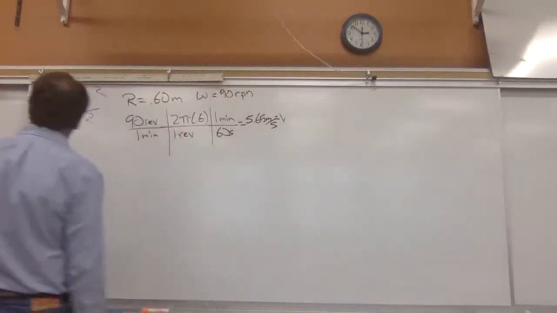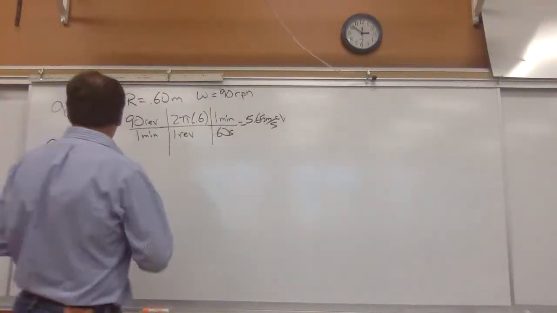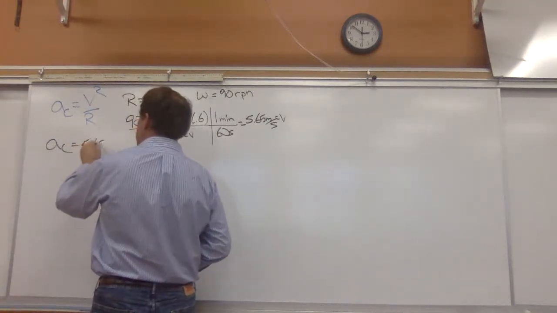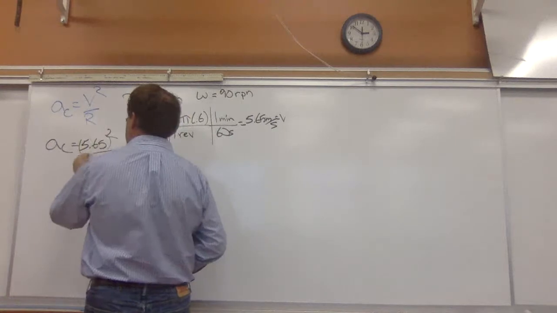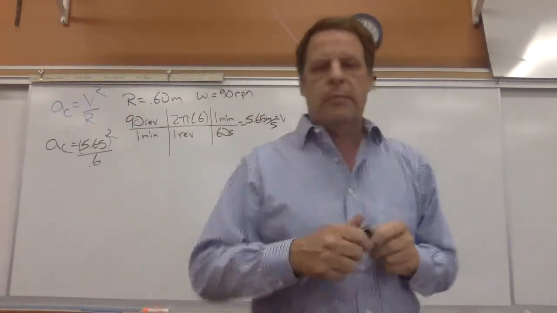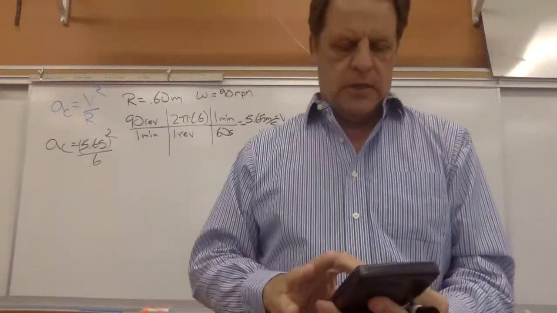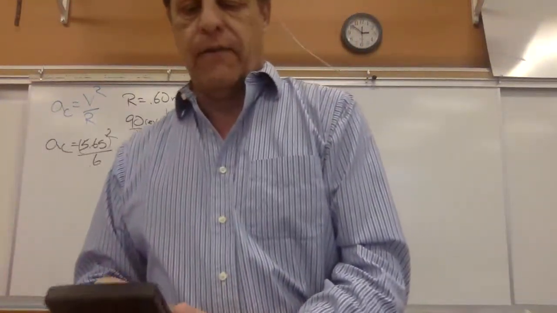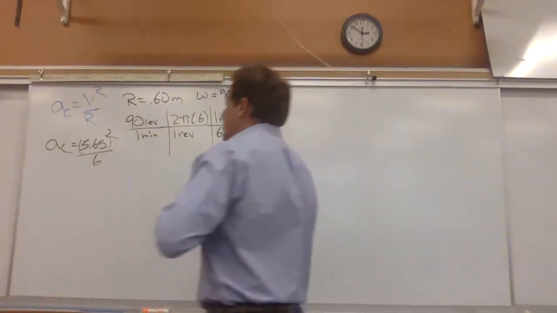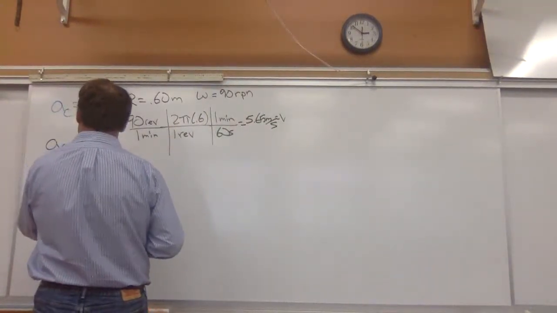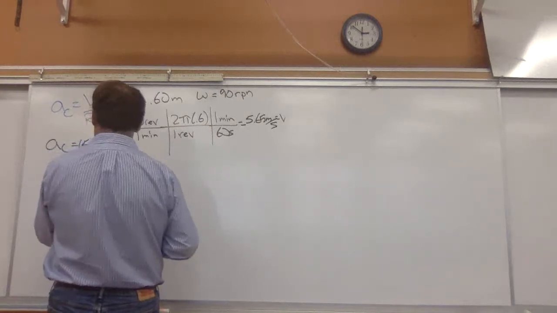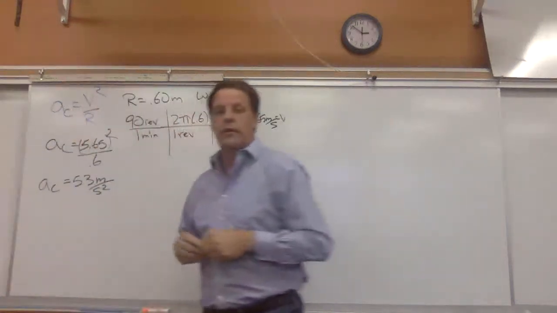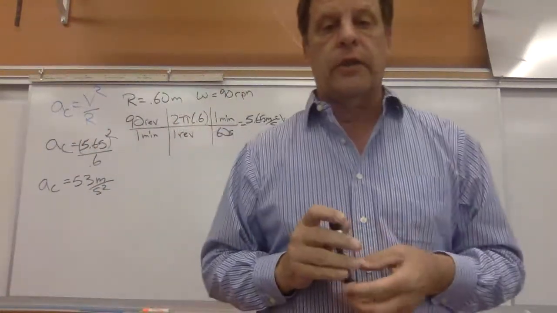So if we now want to calculate our centripetal acceleration, then we're going to have 5.65 squared divided by 0.6. And we're going to get 53, and that is going to give us 53 meters per second squared, and that is our centripetal acceleration.